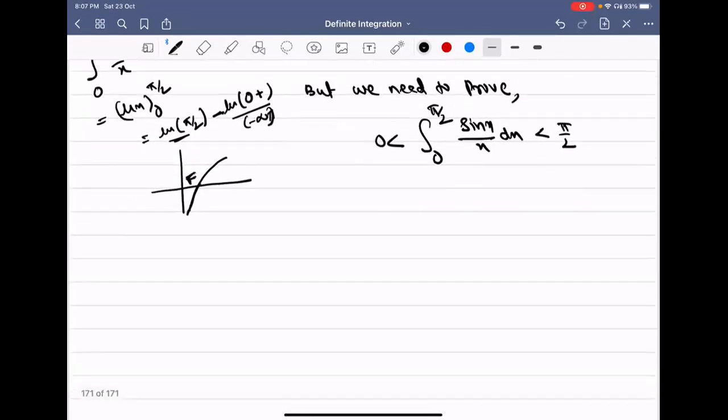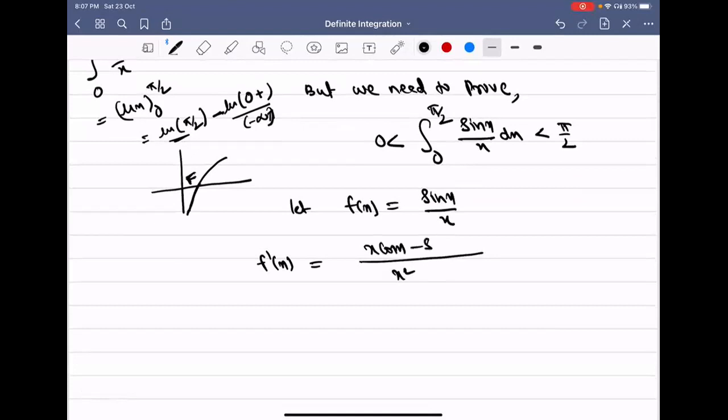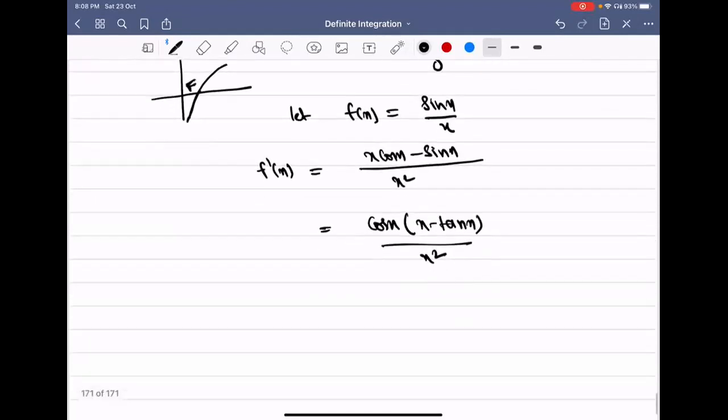So to prove it, what you do is let f of x is equal to sin x over x. Now f dash x is equal to, by u by v rule, x square into x cos x minus sin x. You take out cos x common, therefore cos x into x minus tan x over x square. So f dash x equal to this one, but our limits are from 0 to pi by 2 only.